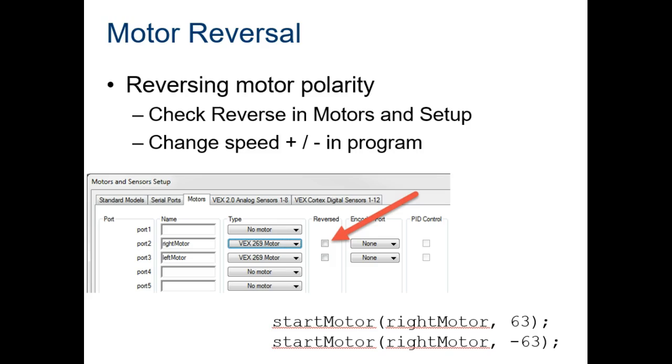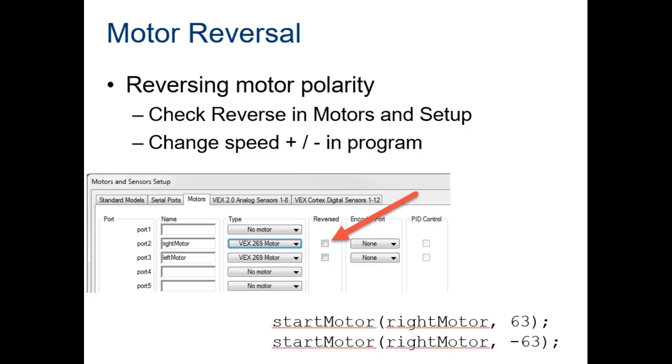We need to talk about motor reversal. So let's say you design a robot that has 2 motors on it. It has a left motor and a right motor. And if you tell both motors to go forward, then one is going to be spinning the opposite direction of the other one because they're pointing opposite directions. And your robot is going to go in a circle when you tell it to go forward, and when you tell it to turn, it's going to go in a straight line.